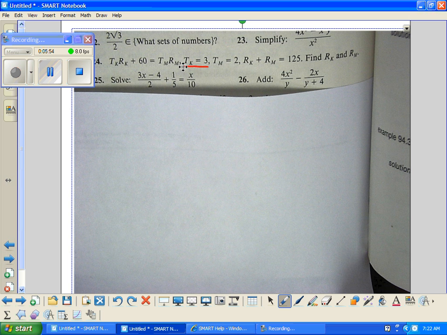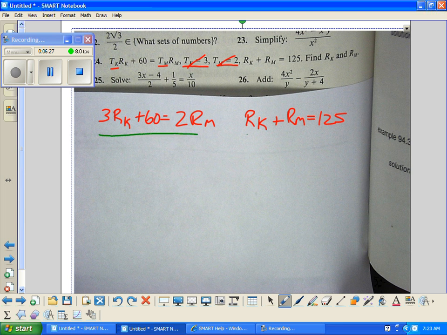Problem 24 is a substitution problem. We have tk equals 3, tm equals 2. So I will put in the two values and numbers here first. So tk is here, so I'll plug in the 3. So I get 3rk plus 60 equals 2rm. Cross these off because I've used them. Now write the other equation, which is rk plus rm equals 125.